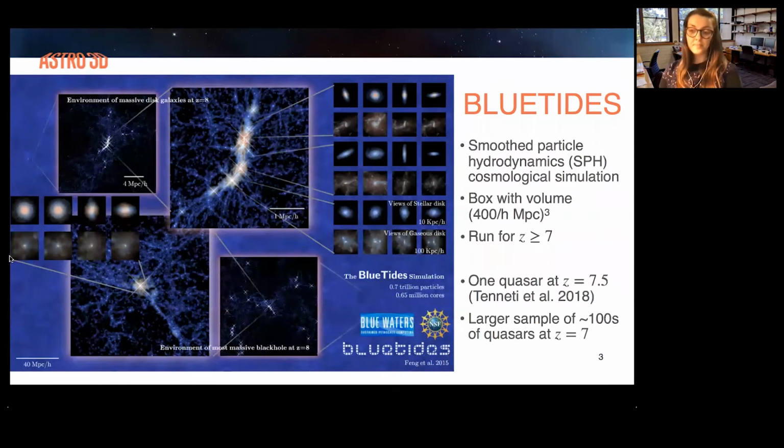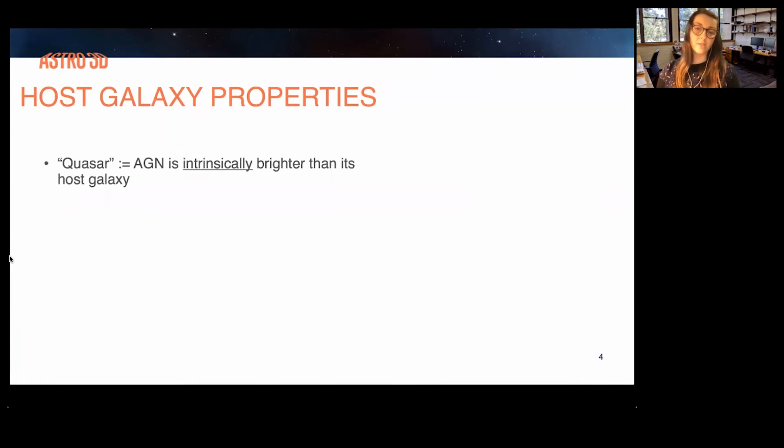So to start with, I'll share with you some results that we've found of the galaxy properties of intrinsic quasars. So here I define a quasar as an object where the AGN is brighter than the host galaxy in terms of its intrinsic luminosity. So we're not considering the effects of dust attenuation.